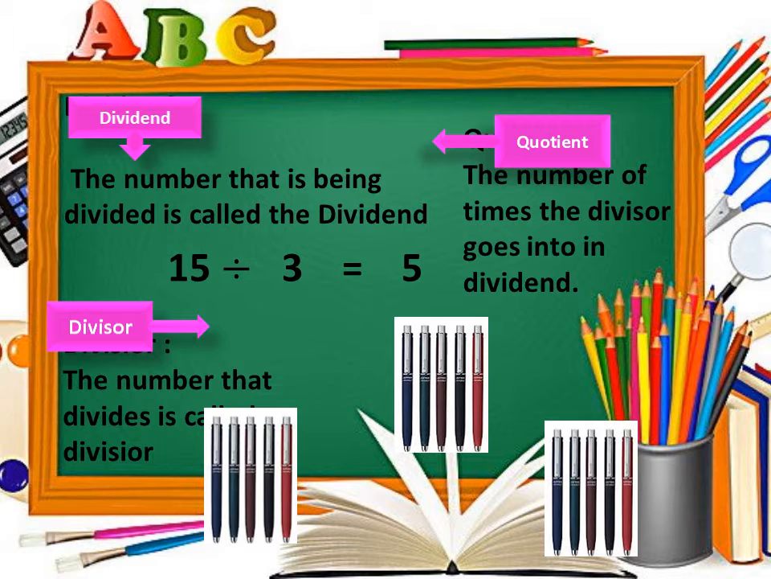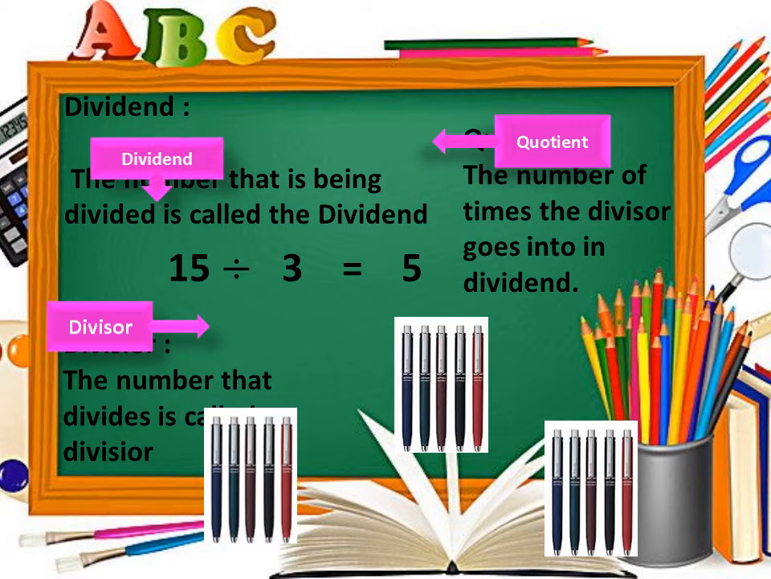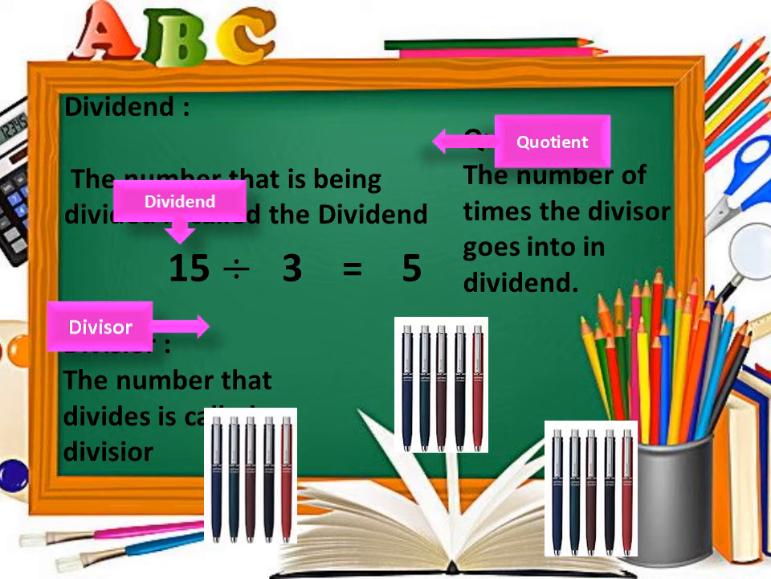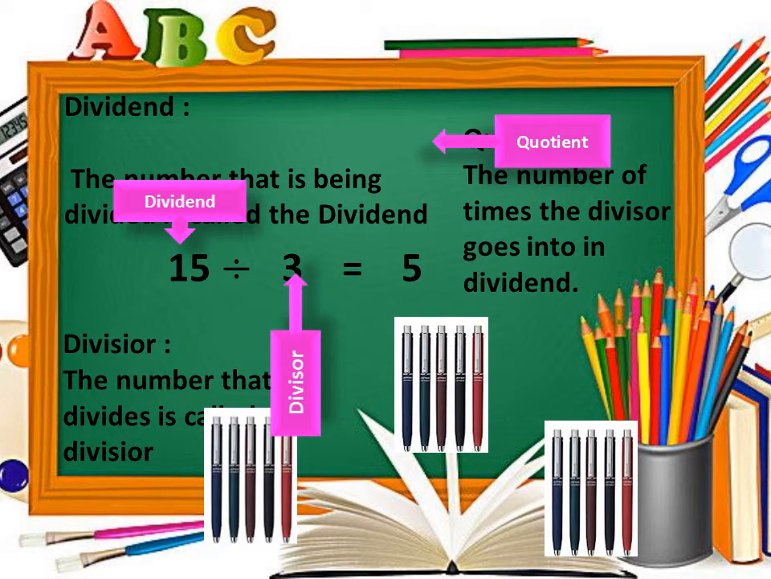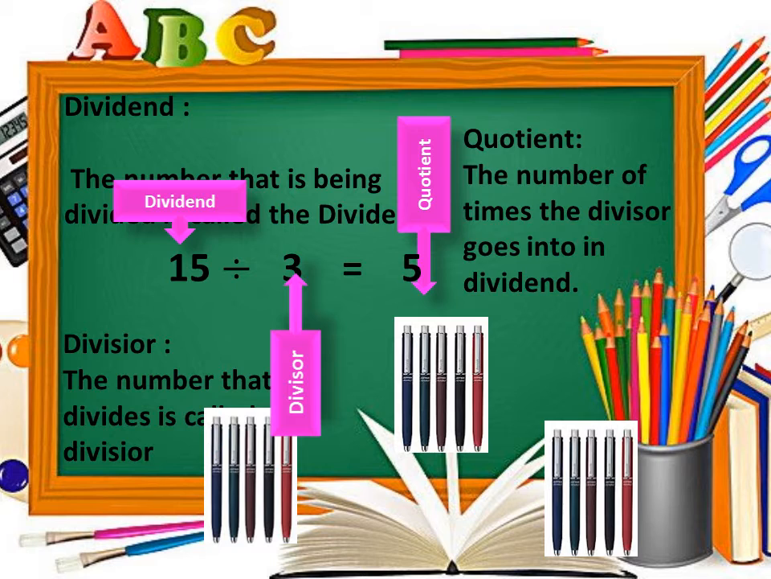In this example, 15 pence are the dividend and we need to share them between 3 kids. The 3 kids are the divisor. The pence are split evenly into groups of 5. This answer 5 is called the quotient.